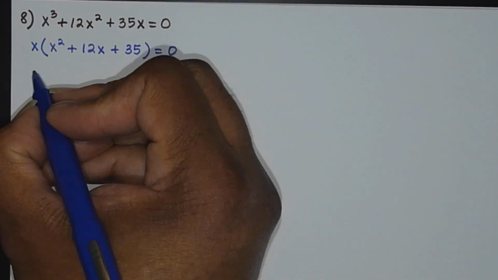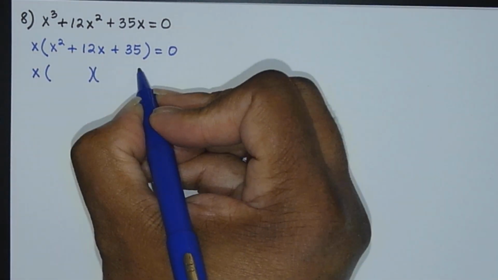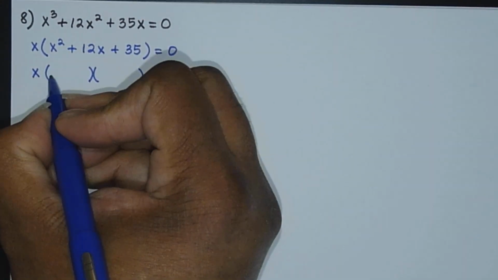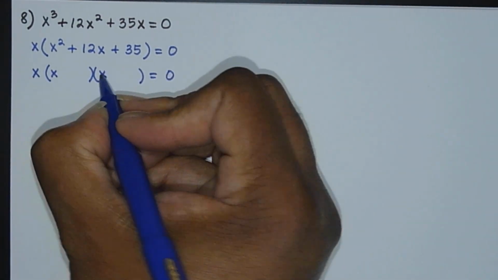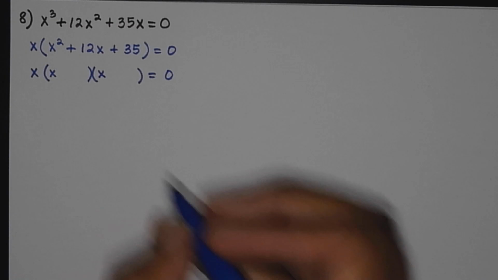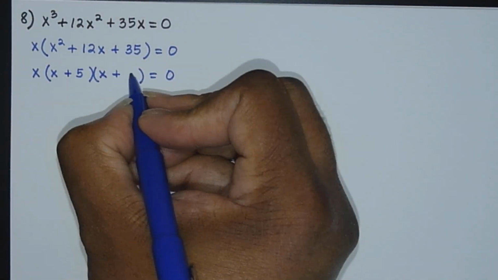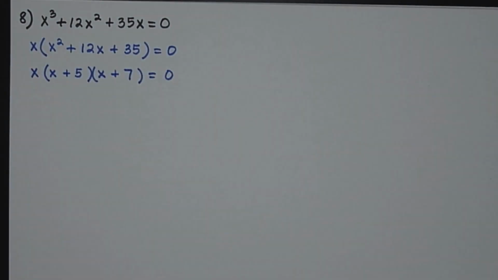Now I can factor the x squared plus 12x plus 35 into two binomials here. So here I got x and x for x squared. What factors of 35 would give me 12x as a middle term? 5 and 7. And they both have to be plus signs, because the middle term and the last term have plus signs in them. So I have x times x plus 5 times x plus 7 equal to 0.